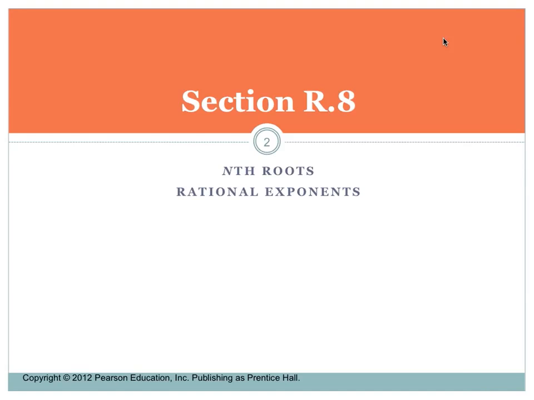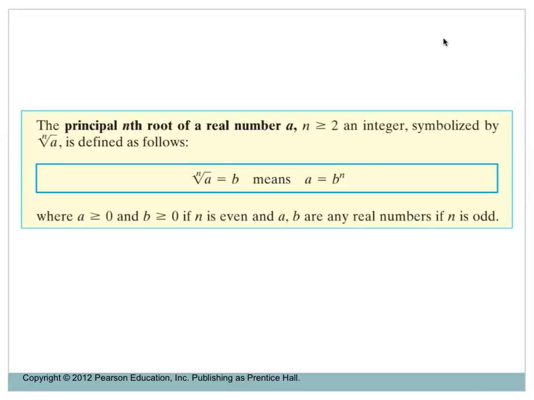We're going to start with section R8, which is a review section. This should be review for you, but we're just going to go through a couple of things that you may have forgotten since you took your last math class. We're going to go through nth roots and rational exponents. Some of this stuff will be useful when you're doing some of the chapter 1 material.